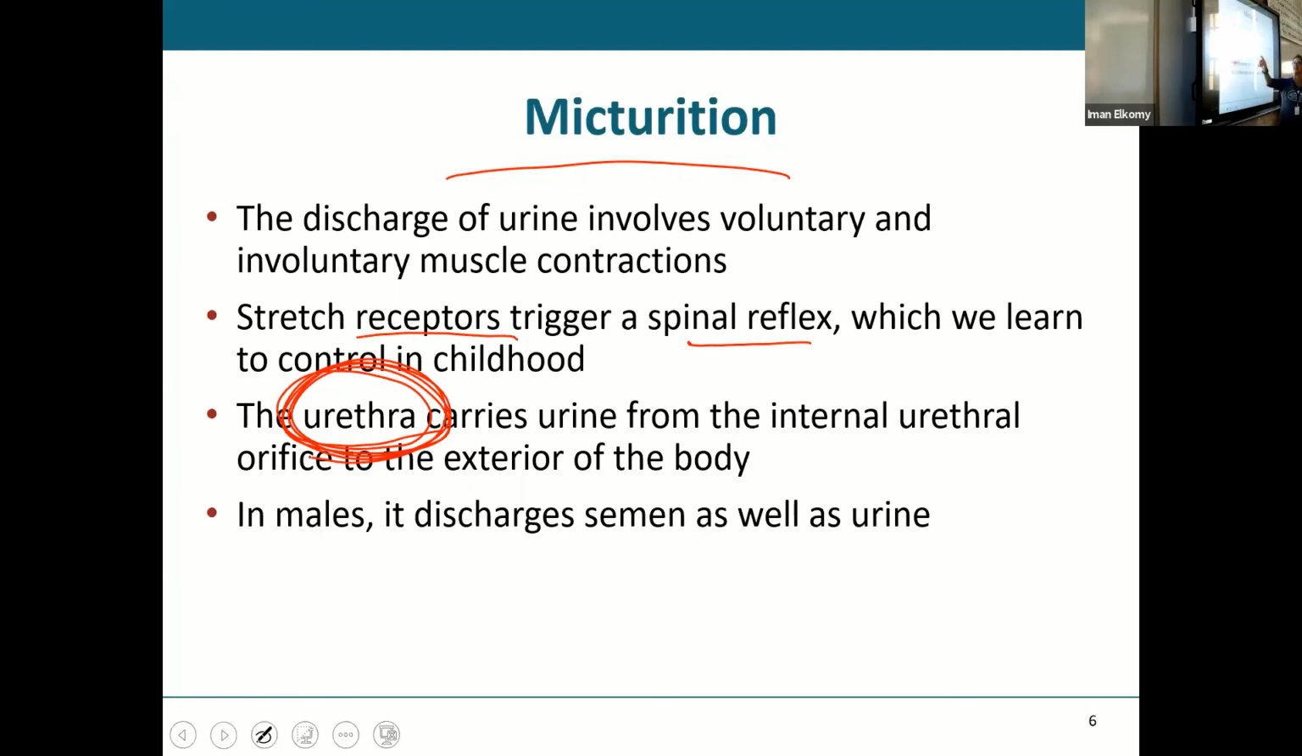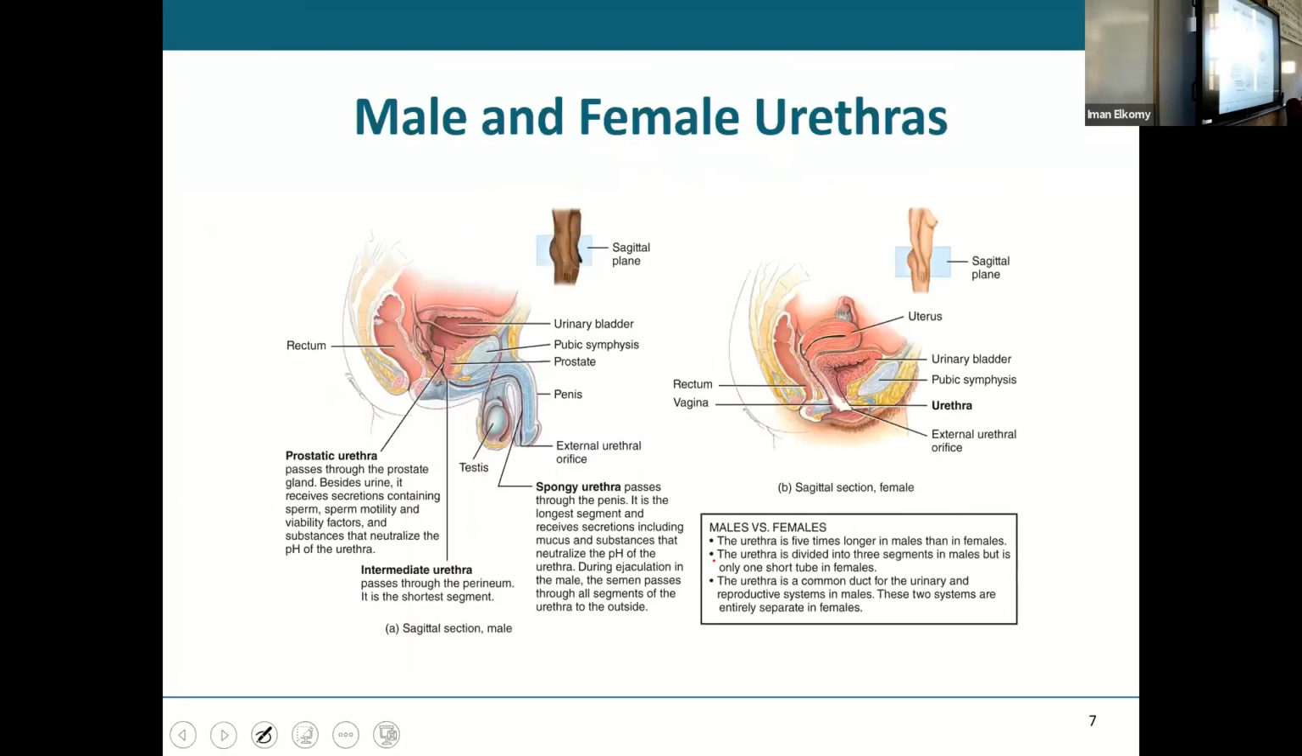In males, that same urethra is where semen comes out. So we're going to talk about the difference between the male and female anatomy on this next slide, I believe. Yep. All right, so let's take a look at this. Over here on the male, you have the bladder right here. Look at this urethra. It leaves the bladder, goes through the prostate. That's the prostatic portion of your urethra. And then it's going to travel through the penis until it leaves the body.